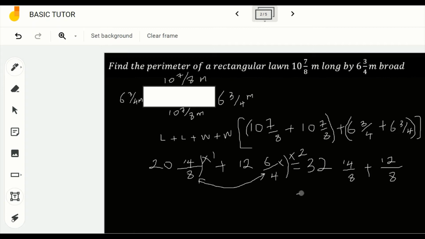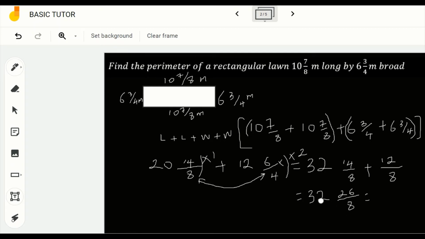So therefore we have 32, which is our whole number. 14 plus 12 gives us 26. So I have 26 over 8. All right, now we cannot leave our answer like this because this is an improper fraction. A mixed fraction must have a proper fraction. So we have to break this further.